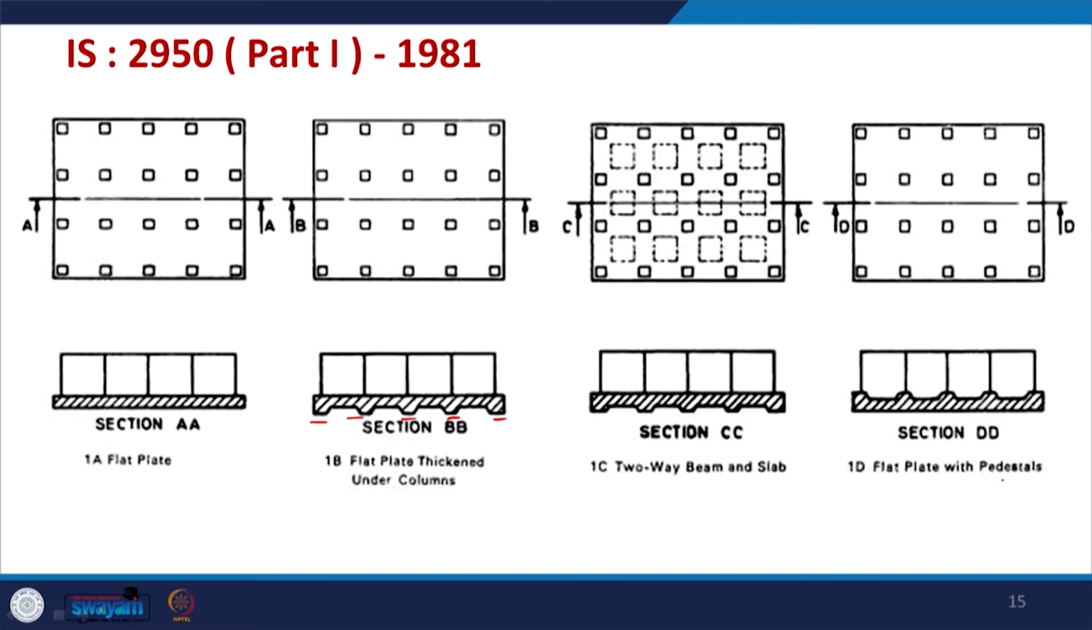This is flat plate with pedestals. So, this is also with pedestals, and this is also thickened, similar. So, this depends on the load coming from the top on the raft. In the simple case you can use AA, but as the load increases and the requirements are different, we can go to section BB, CC, DD, and these are also given in the code IS 2950.